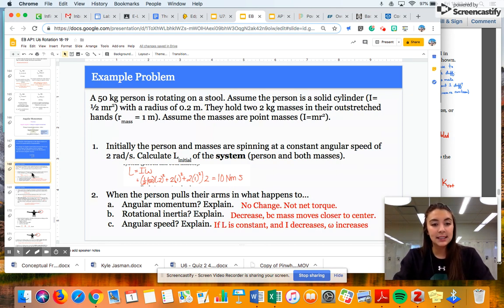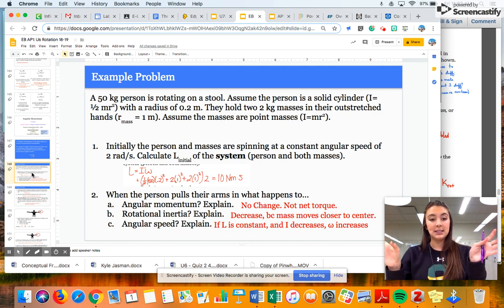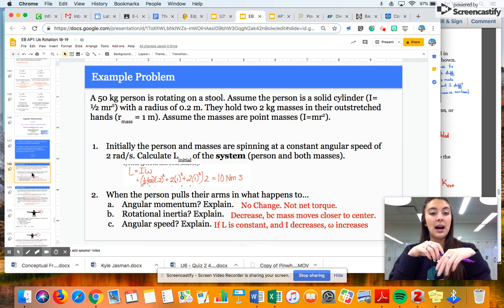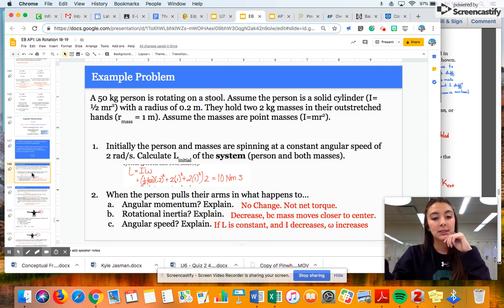We're looking at a 50 kilogram person rotating on a stool, kind of like what we were doing in class. We've given you their rotational inertia and the radius, and they hold 2 kilogram masses in their outstretched arms. So each mass is attached on each side of their body, and these are point masses. So we're going to assume that those point masses have an I equal to mr squared. So like we talked about in class, in order to calculate the initial momentum or initial torque on the system, you need to find the I of the system.